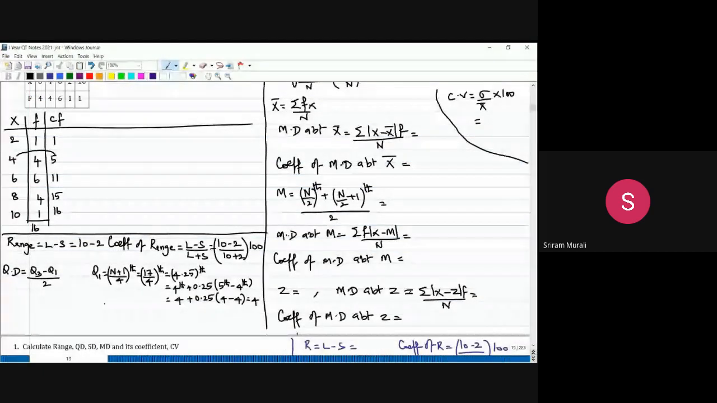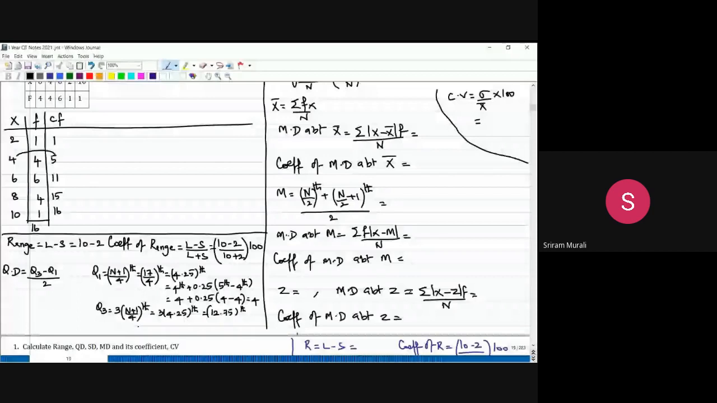The same way, what is Q3? It is 3 into n plus 1 by 4th position. That is 3 into 4.25. What is 3 into 4.25? 12.75.